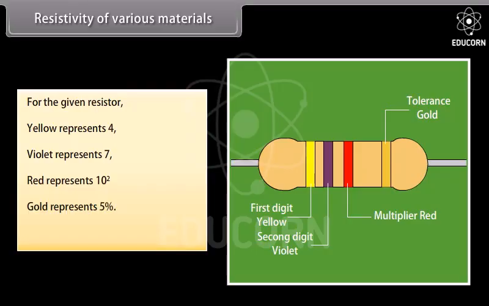On combining the above data, the total resistance of the given resistor is 47 × 10^2 ohm with 5% tolerance.